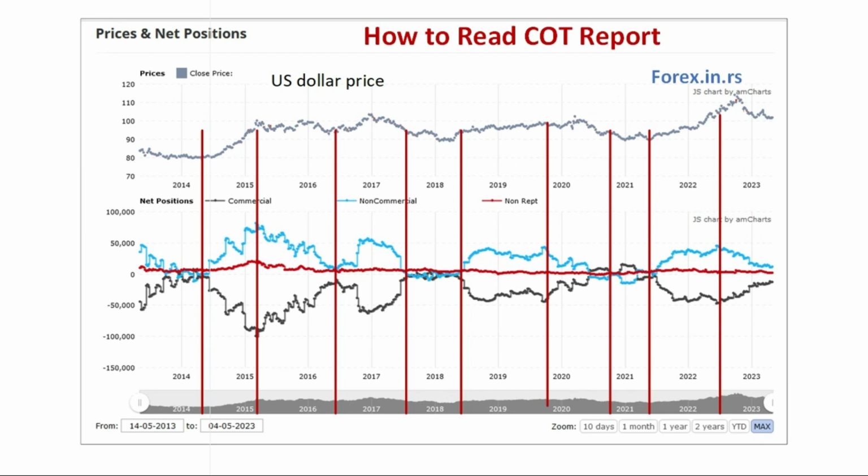You can see on the chart, for example, in 2015 we have a strong bullish trend of the US dollar price, and just after the extremum we have a range during the whole of 2016. Then between 2016 and 2017 we had, for example, an overlap between the commercial and non-commercial traders, and after that we got a bullish trend. Then in the middle of 2017 the bearish trend, and you can see how this changed.